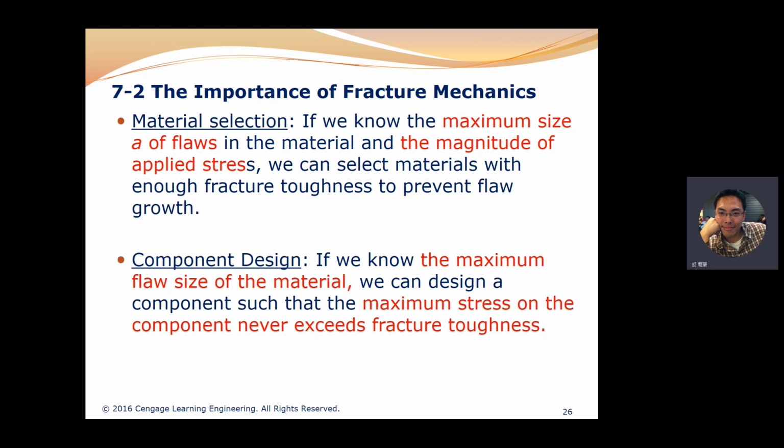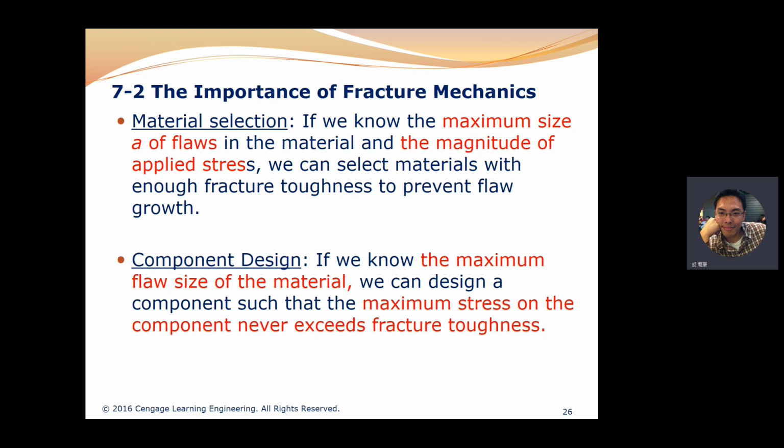So the importance of fracture mechanics, for example, is material selection, right? Because we already mentioned that fracture toughness is a material's property, it must correlate to material selection. If we know the maximum size a of a flaw in the material and the magnitude of the applied stress, we can select materials with enough fracture toughness to prevent crack growth, or to prevent crack propagation, right?